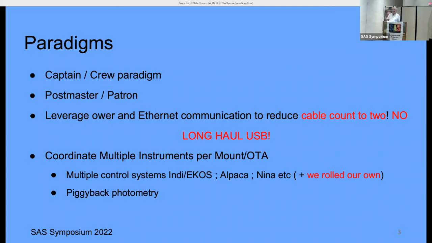But the idea is, as a patron, I hand it off to my local postmaster, and they take on the responsibilities for addressing and distributing my information throughout the network. So we leverage, a good typo, wasn't it? The lower-level Ethernet communications. And what this does, as Tony mentioned earlier, is reduce our cable count down to 2. One for power, got to have power.